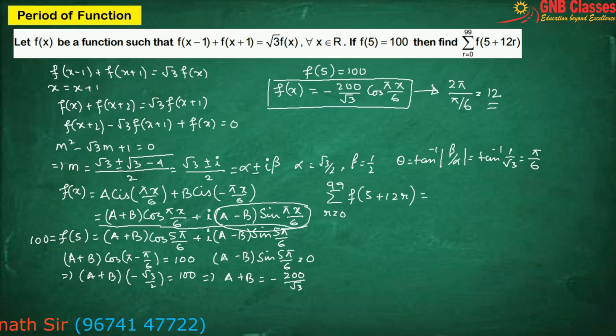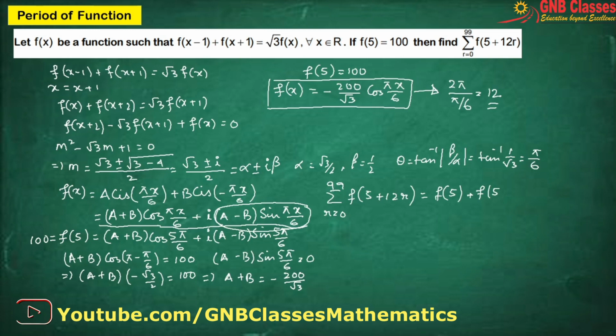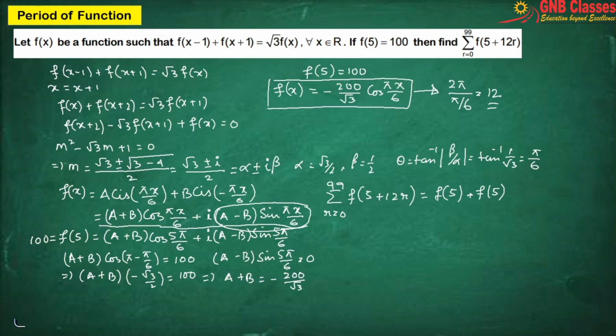That gives you what? Tell me fast. When I put r equals 0, we are going to get f(5). When we put r as 1, we get f of 5 plus 12, which is again equal to f(5), because the period of the function f(x) is 12. When we put r equals 2, we get f of 5 plus 12 into 2, which is again equal to f(5). And this goes on.